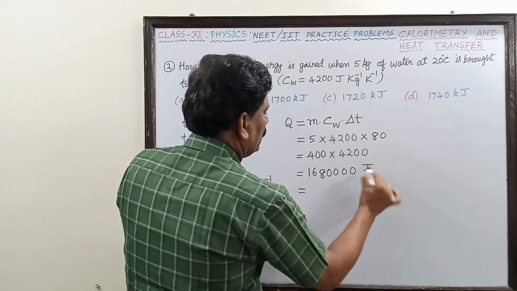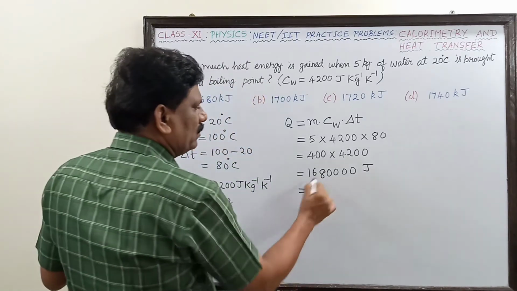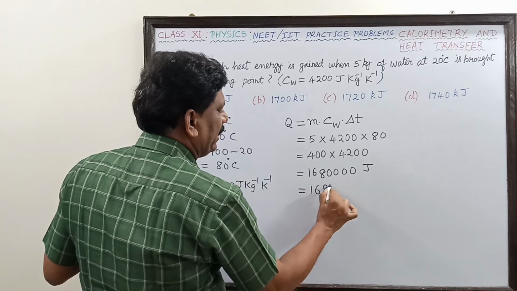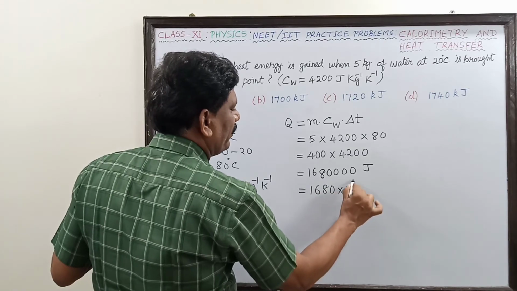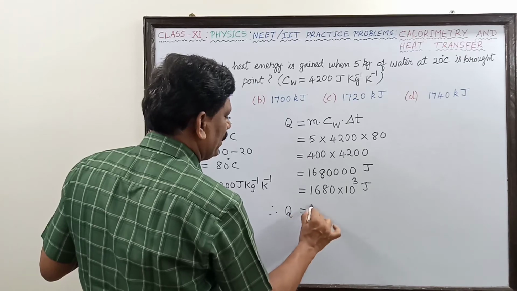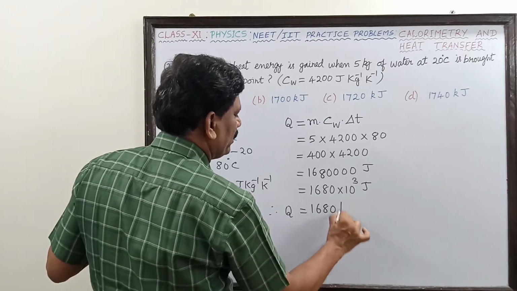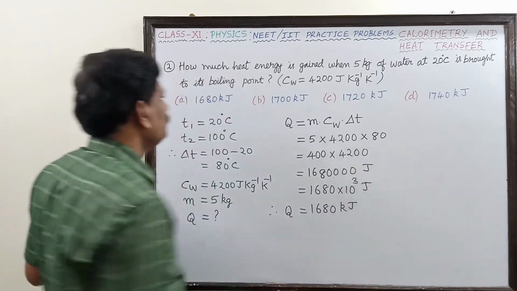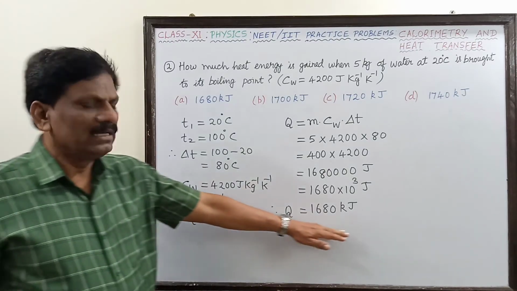So this much joule. Now this is 1680 into 10 to the power of 3 joule. Therefore Q is equal to 1680 kilojoule. So this is the expected answer.